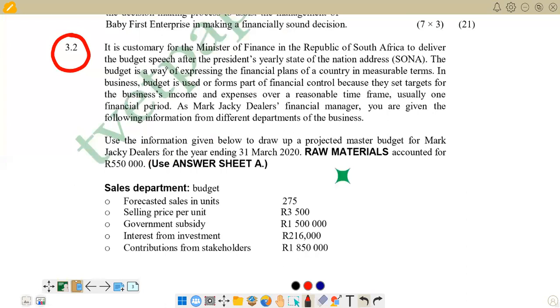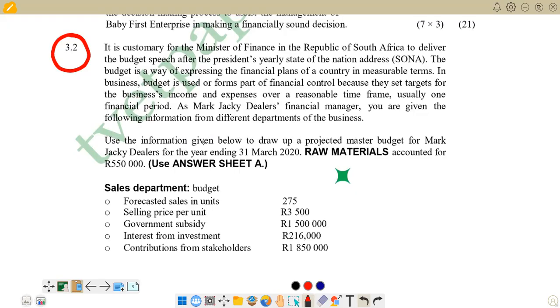And the question reads, it is customary for the Minister of Finance in the Republic of South Africa to deliver the budget speech after the President's yearly State of the Nation address, in brackets SONA. The budget is a way of expressing the financial plans of the country in measurable terms. In business, budgets form part of financial control because they set targets for the business income and expenses over a reasonable time frame, usually one financial period. As Mark Jack Dealers' financial manager, you are given the following information from different departments of the business.